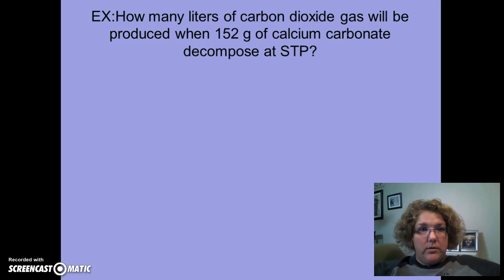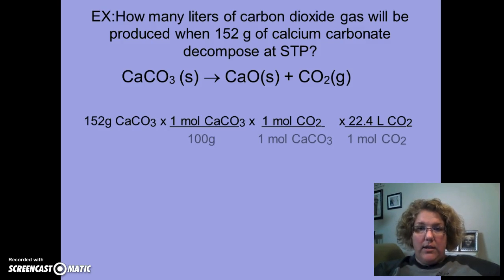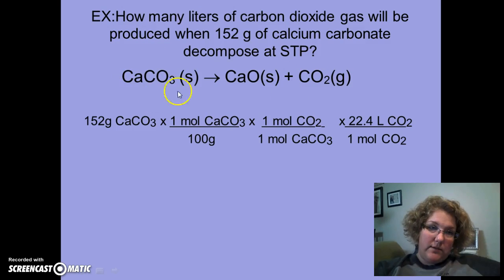All right, so another example: how many liters of carbon dioxide gas will be produced when 152 grams of calcium carbonate decompose at STP? Okay, so it's, once again, helpful to keep an eye on which chemicals are gases here. We're wanting to know the liters of carbon dioxide, the liters of gas. And we have 152 grams here, but that's not of carbon dioxide. That's of calcium carbonate. That's this stuff. So we're wanting to know how many liters of gas will be formed from 152 grams of this substance. So make sure to pay attention to the chemical involved.